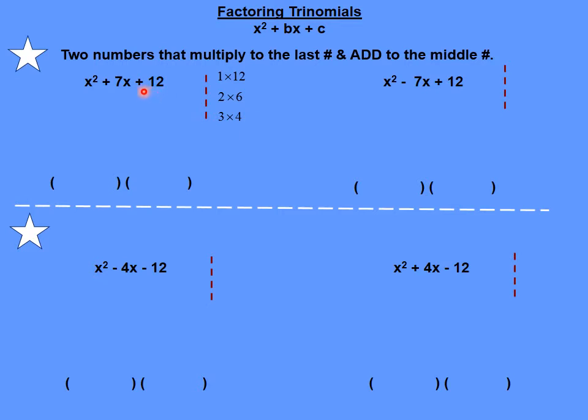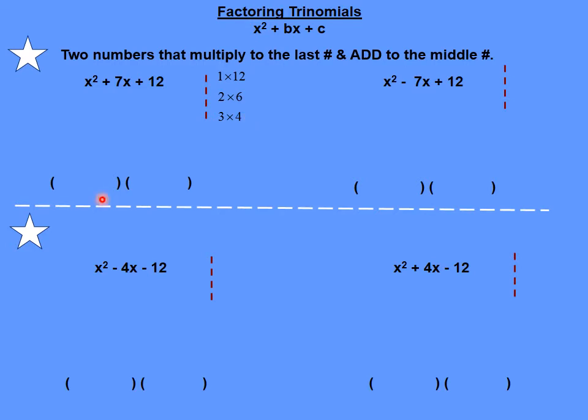Now, we're looking for the pair that adds to 7, so adds to the middle number. Notice that we're starting from the right-hand side and using information as we go along to the left-hand side. So now we're going to make use of this 7. What two numbers out of these three pairs add to 7? 12 and 1 add to 13, so it's not that pair. 6 and 2 add to 8, so it's not that pair. 3 and 4 add to 7. So this is the pair of numbers that we want, 3 and 4.